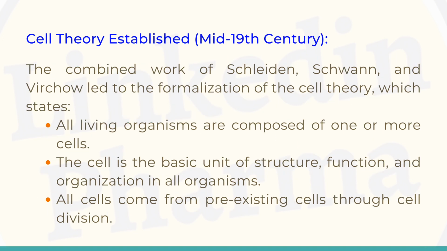Cell theory established mid-19th century. The combined work of Schleiden, Schwann, and Virchow led to the formalization of the cell theory, which states: all living organisms are composed of one or more cells. The cell is the basic unit of structure, function, and organization in all organisms. All cells come from pre-existing cells through cell division.